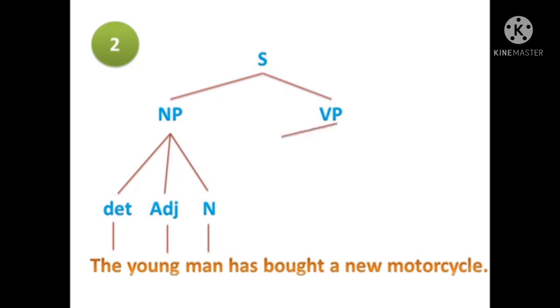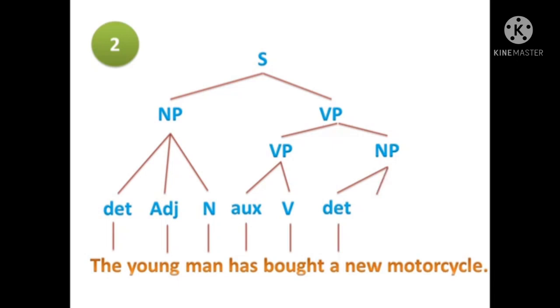Next we continue to the verb phrase. The verb phrase is divided into 2 parts, namely verb phrase and noun phrase. The verb phrase here consists of an auxiliary and a verb. The auxiliary here is has, and the verb is bought. The noun phrase here consists of a determiner, an adjective, and a noun. The determiner is a, the adjective is new, and the noun is motorcycle.